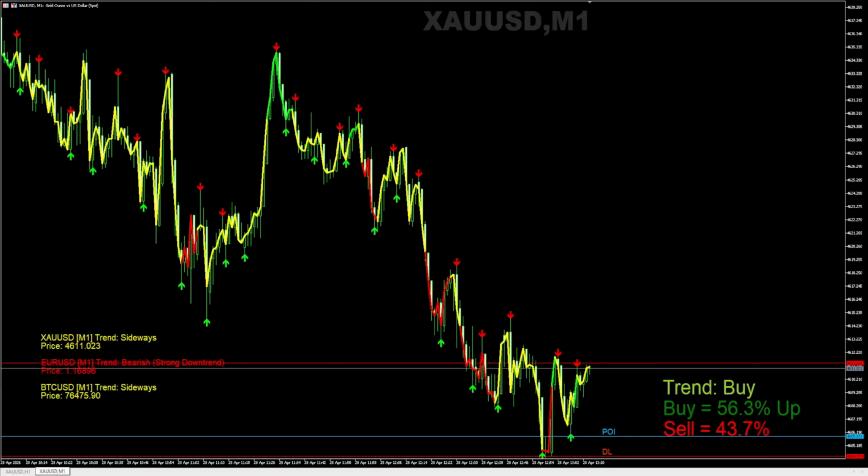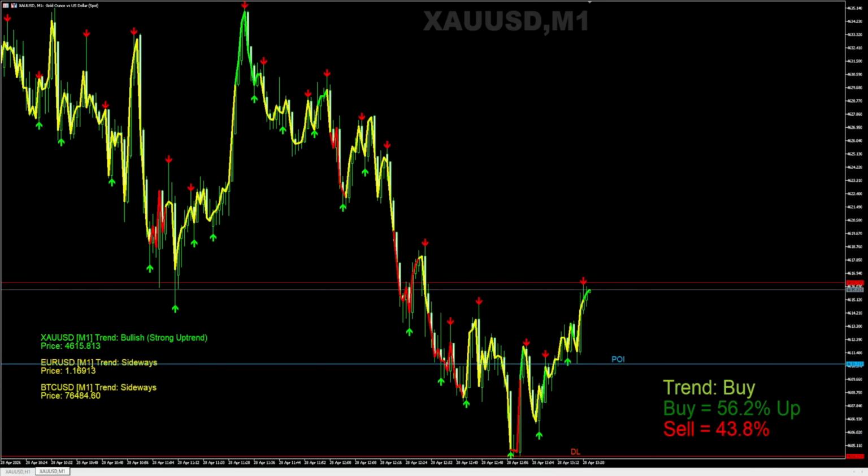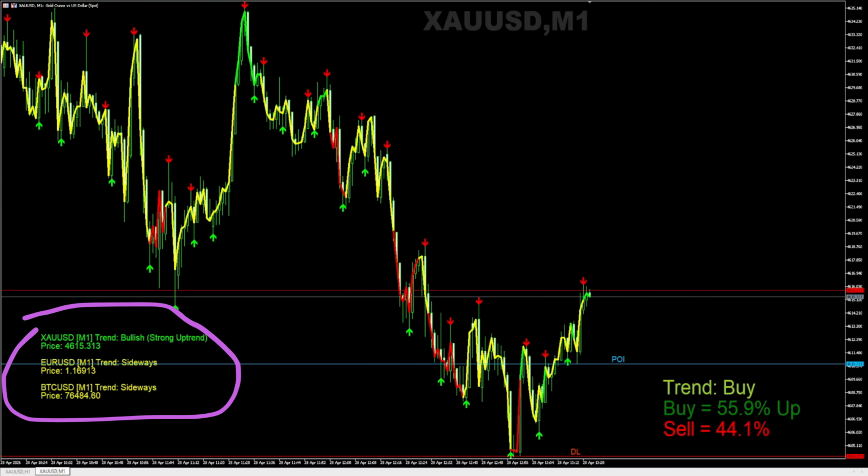Because it recalculates on every new tick, or on your chosen refresh interval, the current bar's percentages are always live and updating in real time. That means you're never looking at stale data.